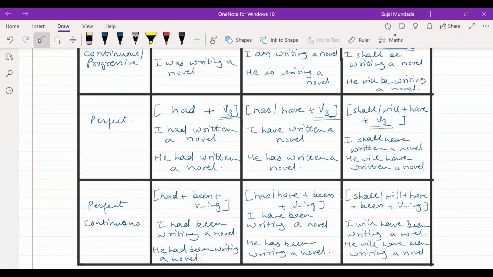And when it comes to perfect continuous tenses, we find that been plus VING is common in all the tenses. It is only the form of to have that undergoes change. In past perfect continuous tense we have had been plus VING. Present perfect continuous, has or have plus been plus VING. Future perfect continuous tense, shall have or will have plus been plus VING. So if you focus just on the verb structures, study of tenses will be very, very easy for you.